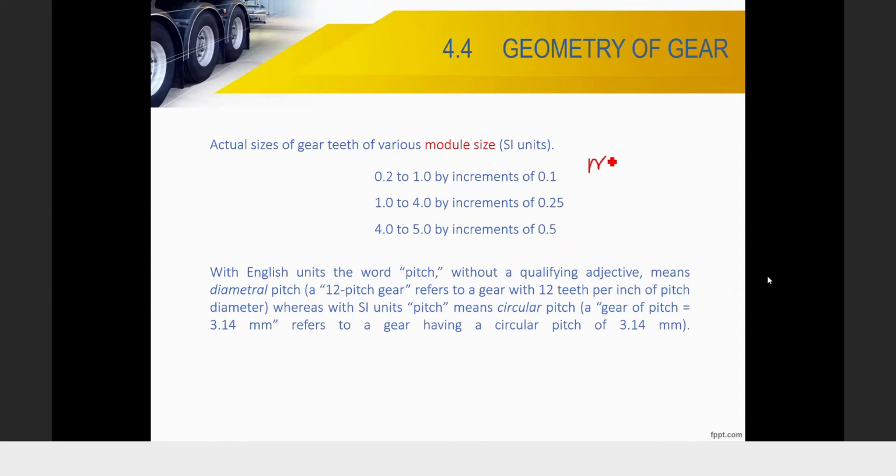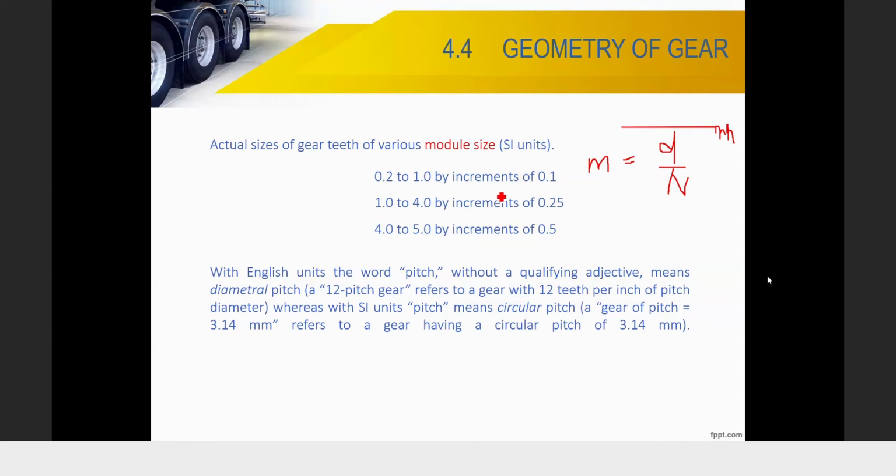Module in metric is D over N, the diameter over the number of teeth, but the unit is in millimeter. Okay, the diameter over N, so you get some value. Sometimes the exercise or your assignment will be in metric, and sometimes in English. But sometimes in gears, you want to select which module you want to use, because this defines the size of your tooth, right?